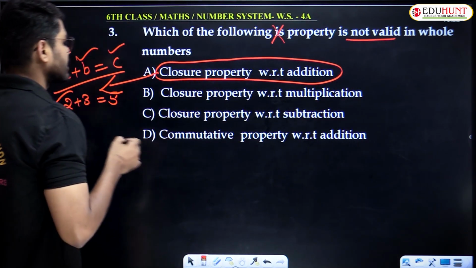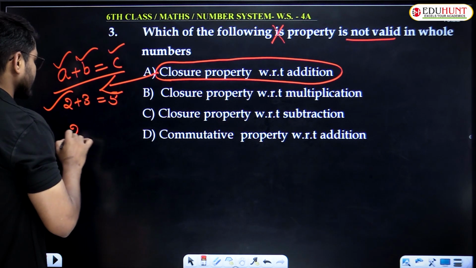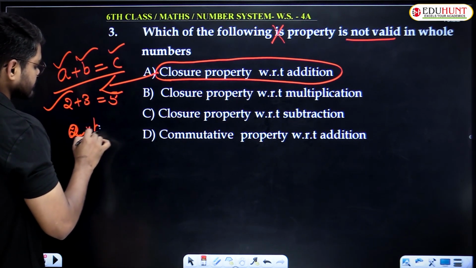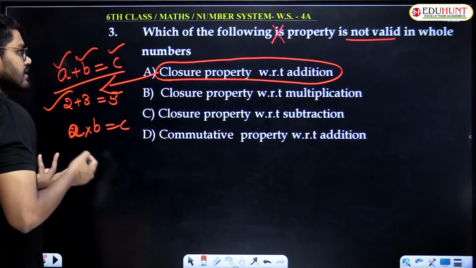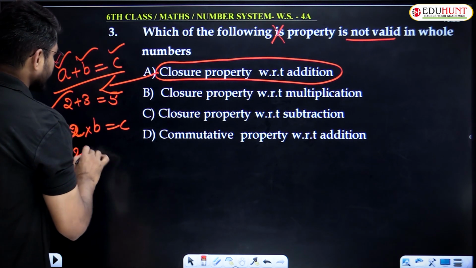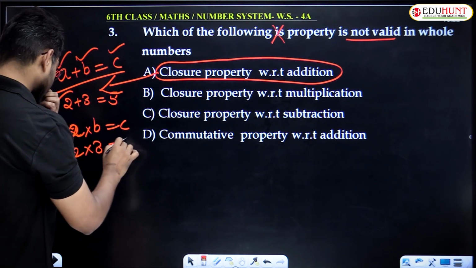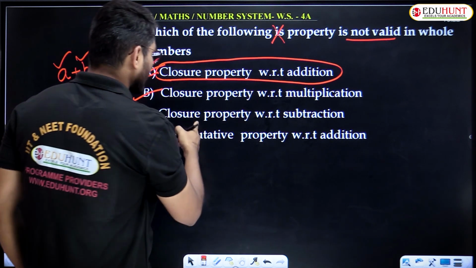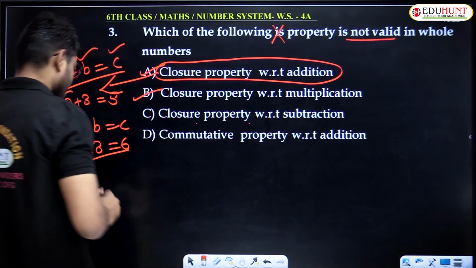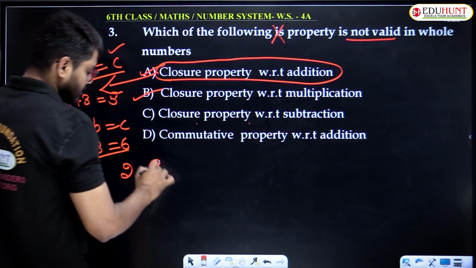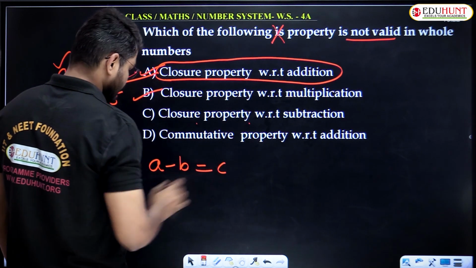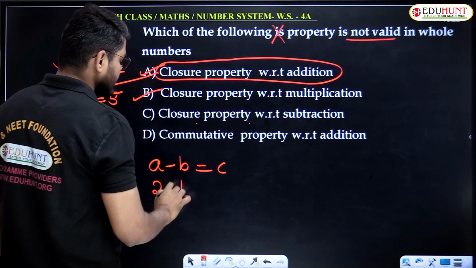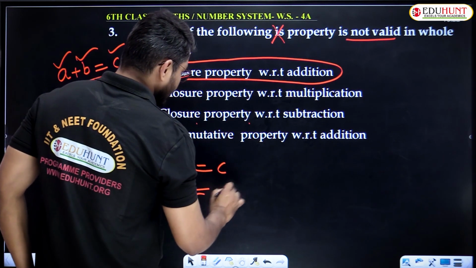Second option, closure property with respect to multiplication. That means a into b is equal to c, another whole number. That means 2 into 3 is equal to 6. All these are whole numbers. This is also possible. Now closure property with respect to subtraction. Take a minus b is equal to c. a is 2, b is 3. That is minus 1.